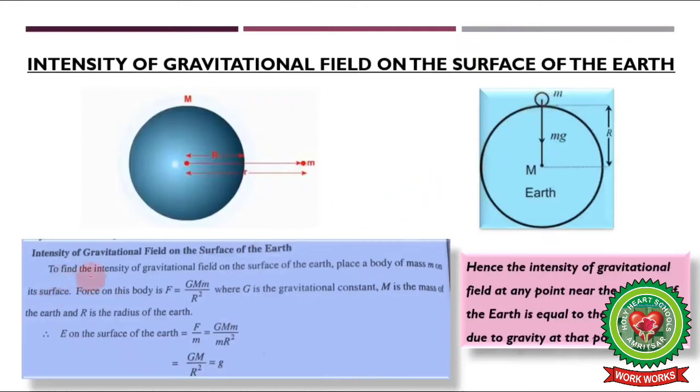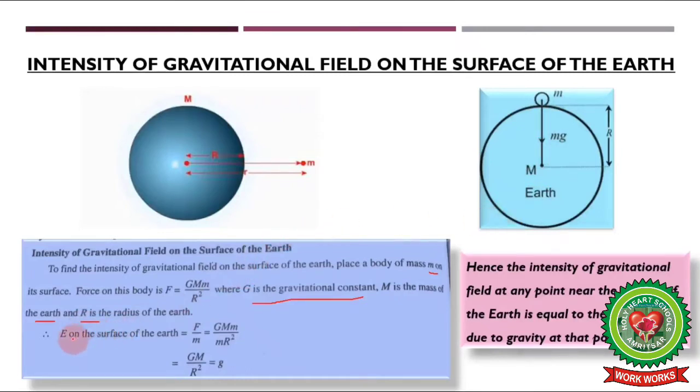Let's see. To find the intensity of gravitational field on the surface of earth, place a body of mass m on the surface of the earth. Force on this body is equal to F = GMm/R². Same formula, where G is the gravitational constant, M is the mass of the earth and R is the radius of earth. Now we are not taking small r, we are taking capital R because the distance from the center is equal to the radius of the earth.